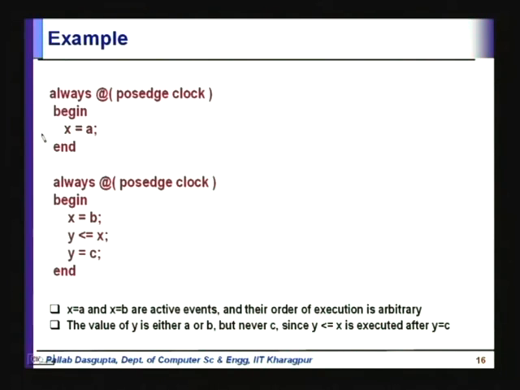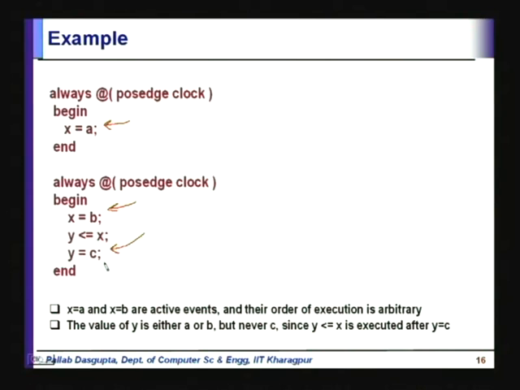Now, let us see how the simulator is going to schedule these events. Whenever there is a passage of clock, it will first make this active, and similarly it will make this one active and this one active, right. Now, the order in which they will be processed is that x equal to A and x equal to B can be processed in either order, okay. After x equal to B is done, y equal to C will be processed.